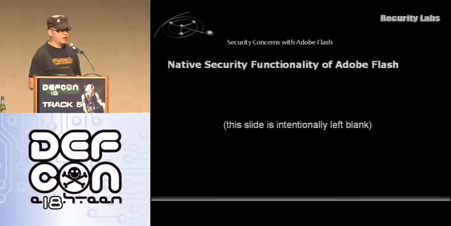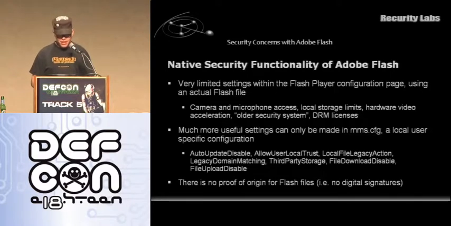So we have: Flash provides its own security. Not. There is some configuration, right? There's very limited configuration options, like you can turn on and off the camera, for whatever that helps you if you got owned. And there is the possibility to disable a lot more things, like disable file uploading or downloading. The problem is that sits in some configuration file that nobody actually uses.